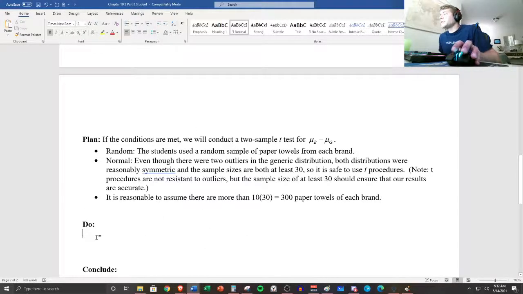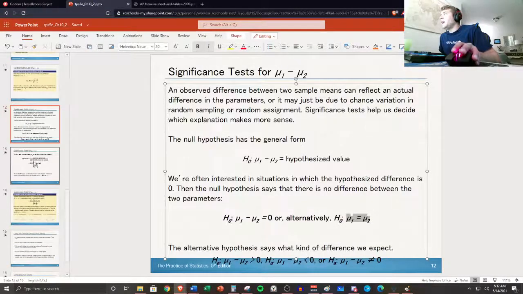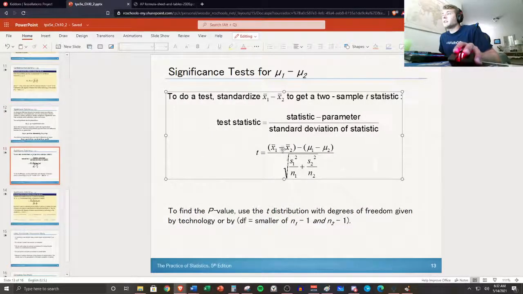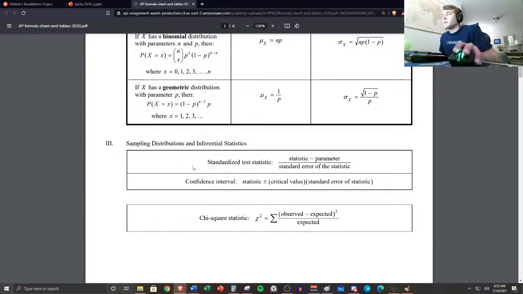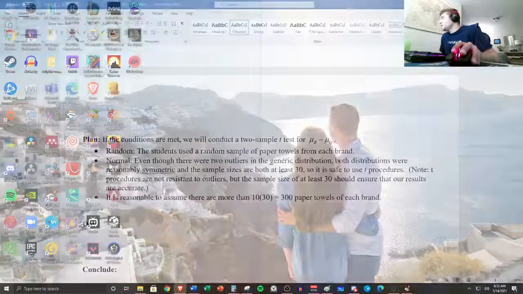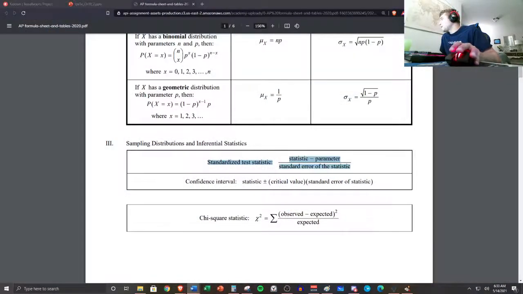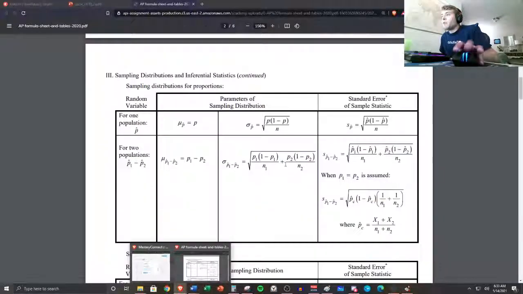Okay, it's time to run the test. For us to run our test, we have to calculate the test statistic. Here is our formula. We go back to our formula sheet to get the test statistic for your significance test. It's statistic minus parameter over the standard error of the statistic. So the parameter here should be 0 because we're trying to show that it's different, right? But we also are going to need the means and standard deviations to be able to do this. Here is the formula for this.